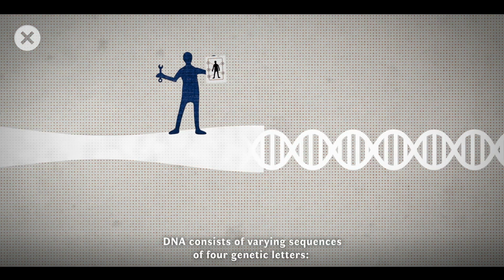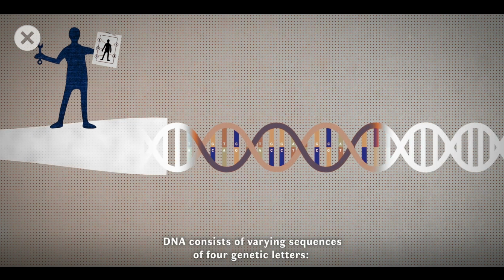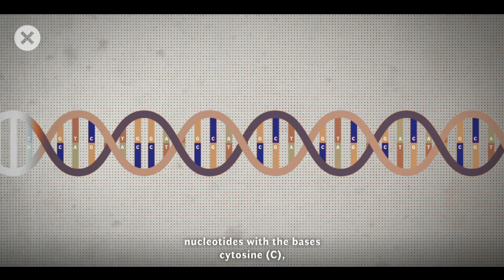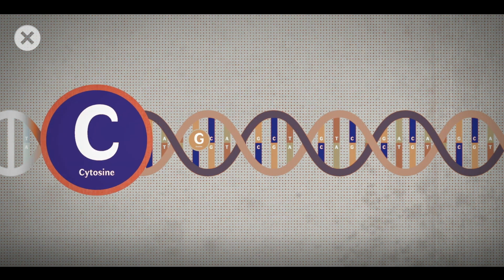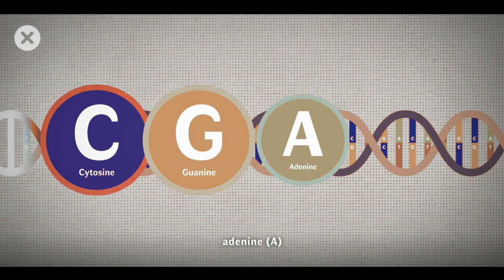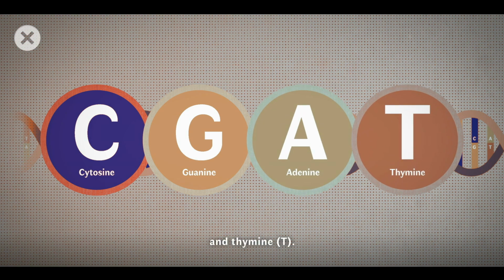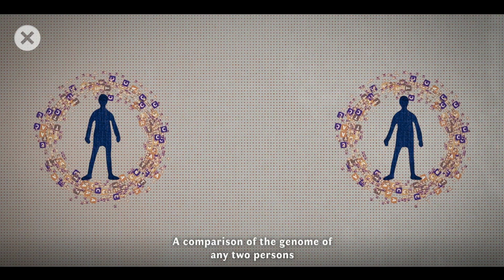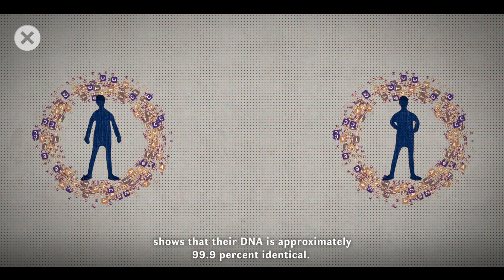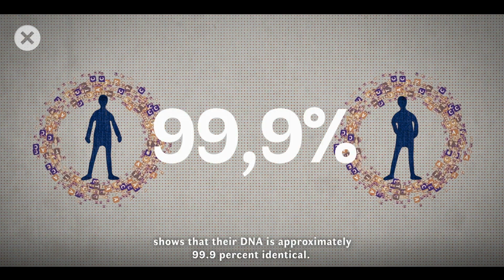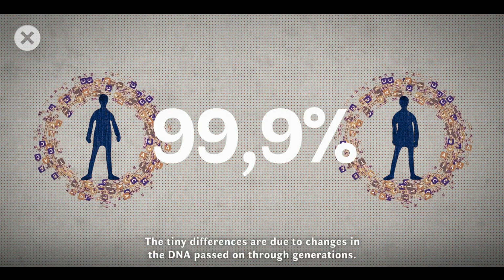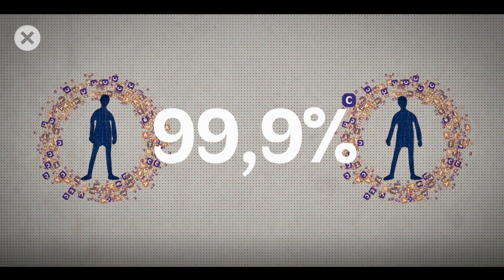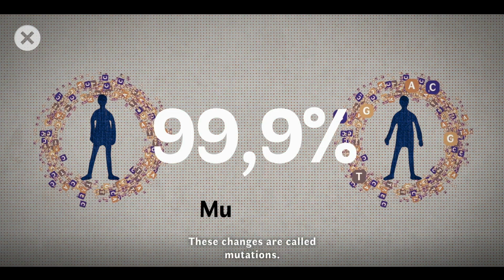DNA consists of varying sequences of 4 genetic letters: nucleotides with the bases cytosine, C, guanine, G, adenine, A, and thymine, T. A comparison of the genome of any two persons shows that their DNA is approximately 99.9% identical. The tiny differences are due to changes in the DNA passed on through generations. These changes are called mutations.